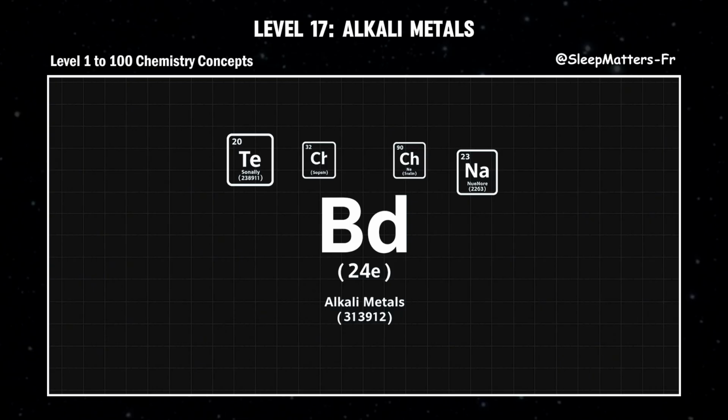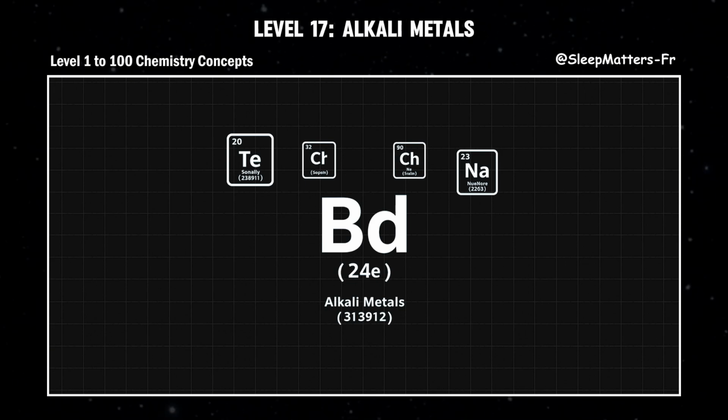Level 17. Alkali Metals. What if something could be so powerful that it reacts violently the moment it touches water? What if something so soft and shiny could turn into an explosion in seconds? These are alkali metals, the most reactive elements in the periodic table. They look harmless, silver, and soft, like a piece of jewelry, but the moment they touch water, they come alive.